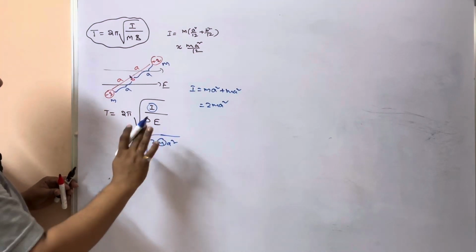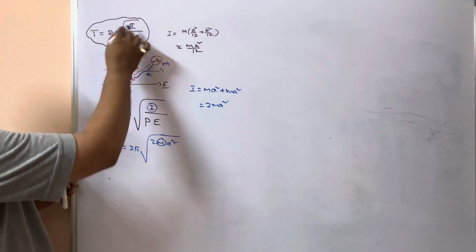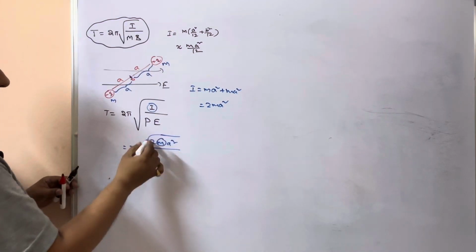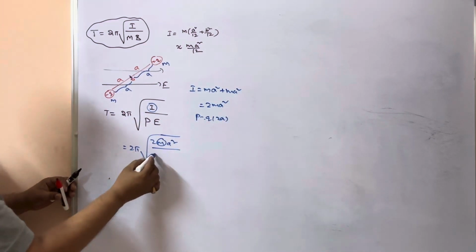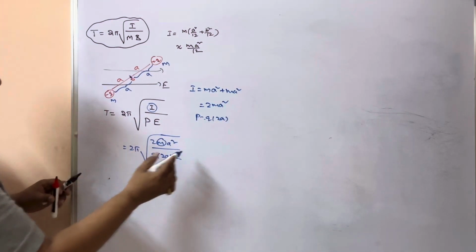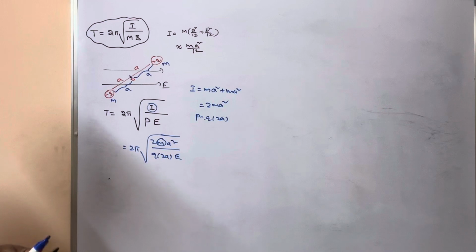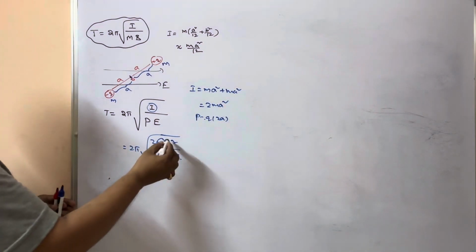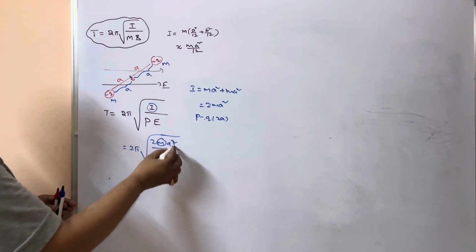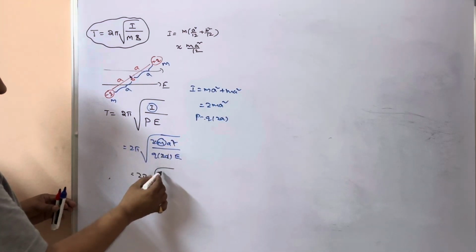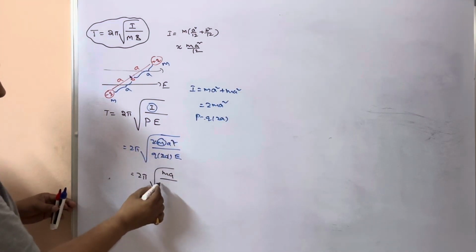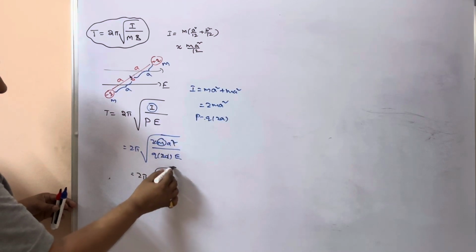This m is mass, not pole strength. This is a dipole, so we write pole strength as Q. Divided by, what is the dipole moment equation? Q into 2a. So therefore, Q into 2a E. Whenever we are solving a problem, they are going to write it like this. This a square, a will be cancelled. This 2 will be cancelled. T is 2 pi root ma by QE sometimes.